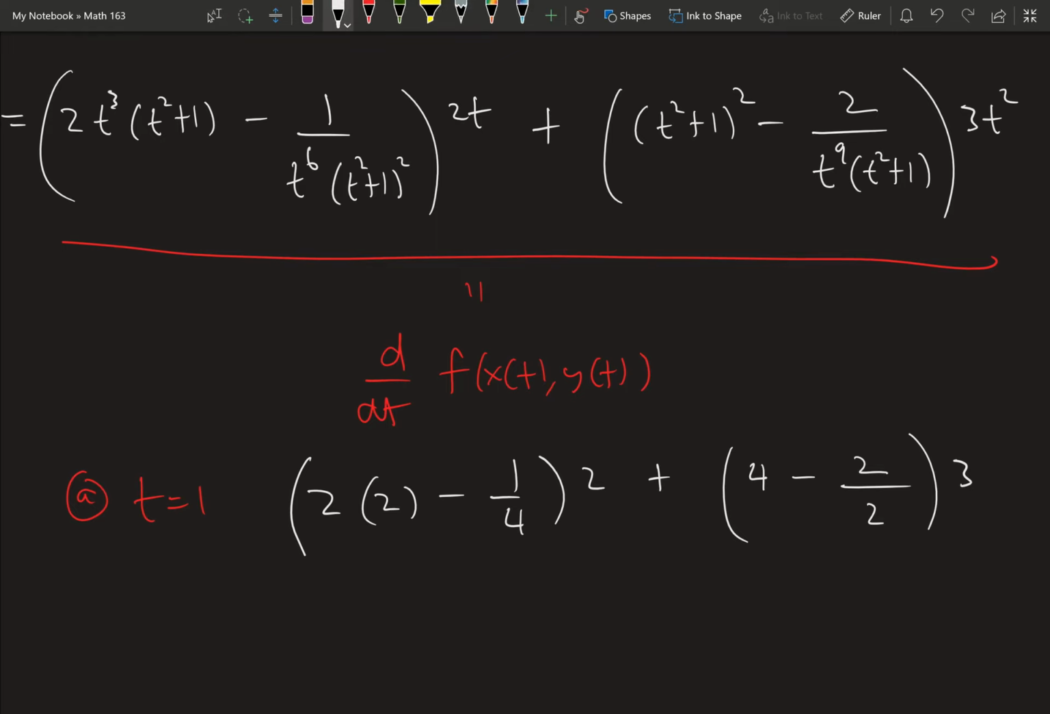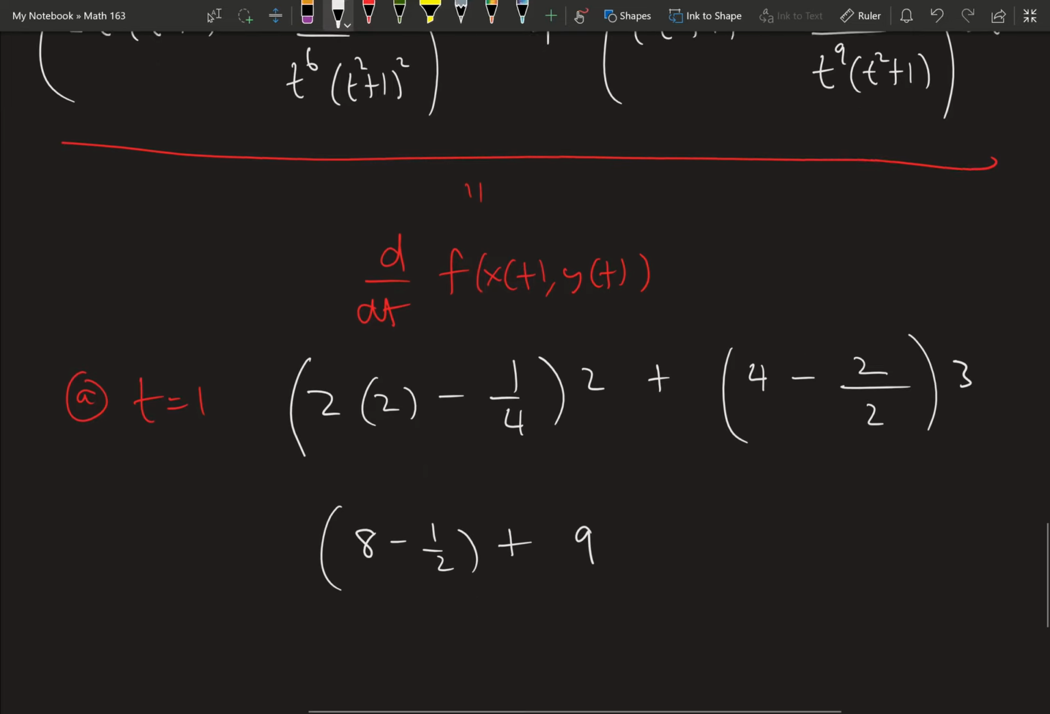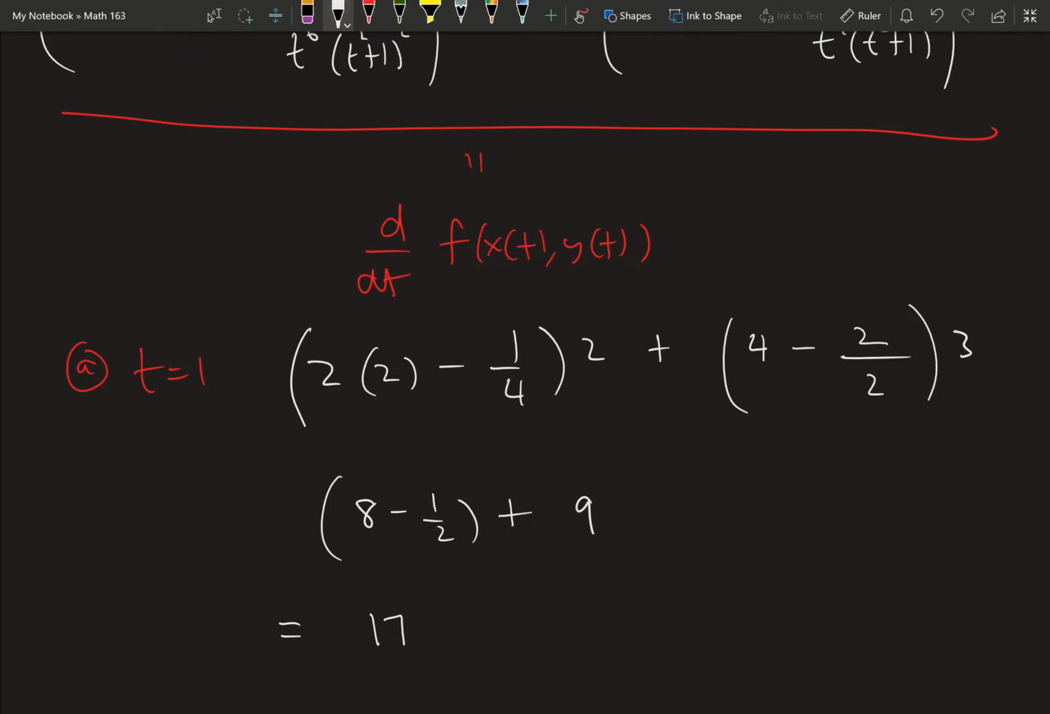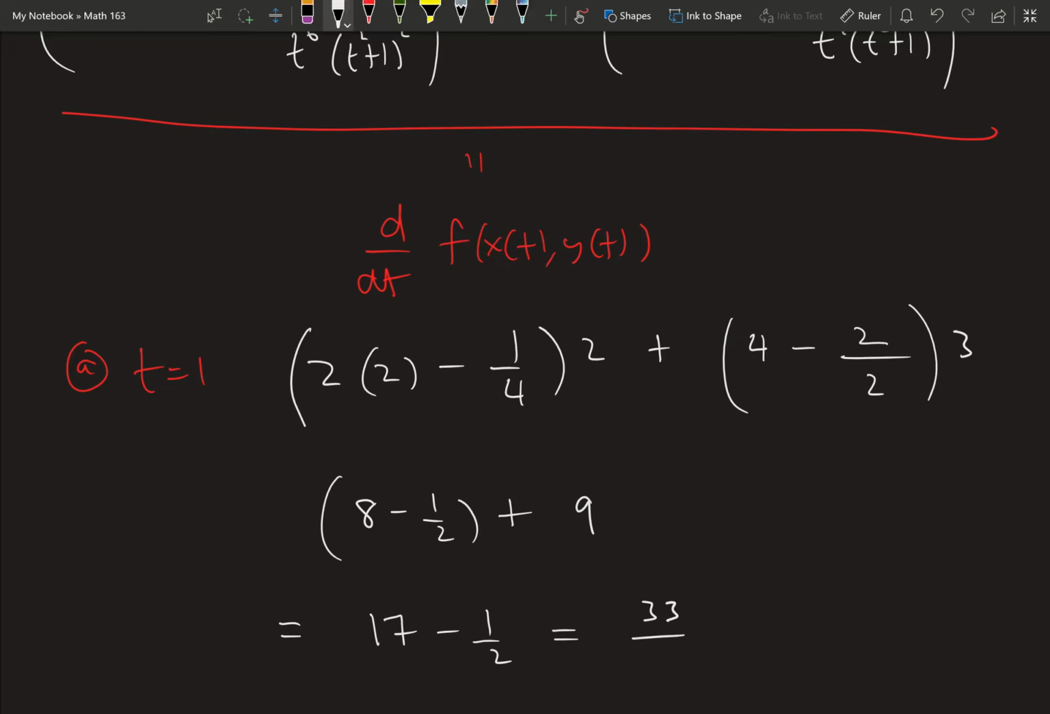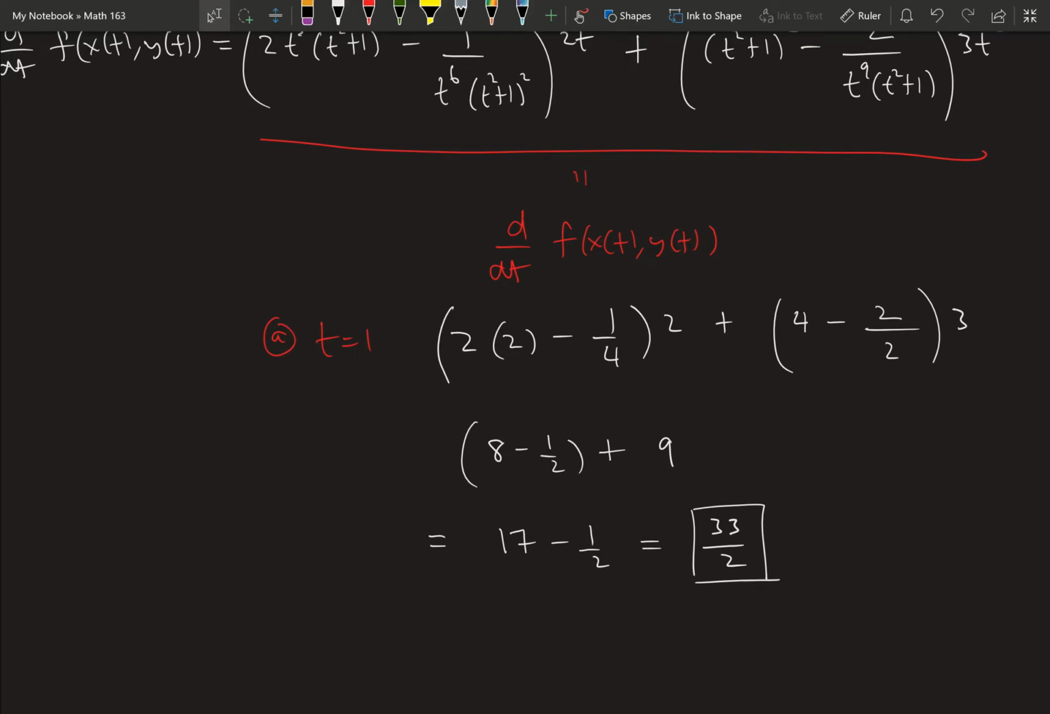So we have 4 minus 1/4, well, everything's multiplied by 2, so let's distribute. We have 8 minus 1/2 plus 4 minus 1 is 3. 3 times 3 is 9. So this is 17 minus 1/2, which is 33 over 2. Okay, so that is an example of the chain rule in several variables.